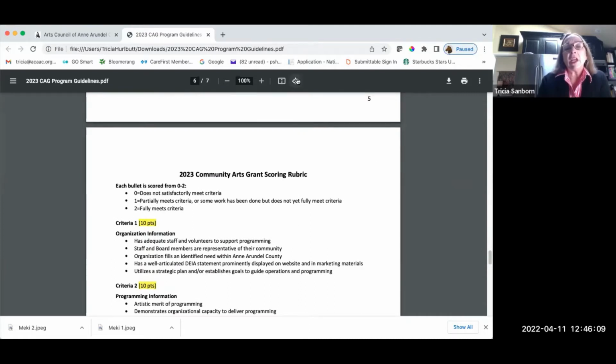So anybody have any questions on the guidelines? We can go back to the rubric after we've looked at the application. If you have any questions, you can raise your hand, or there's a small enough group that you can just shout out. So I guess not. So let's go ahead and take a look at the application.